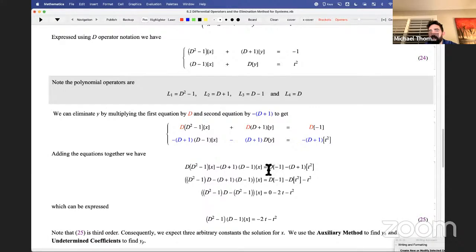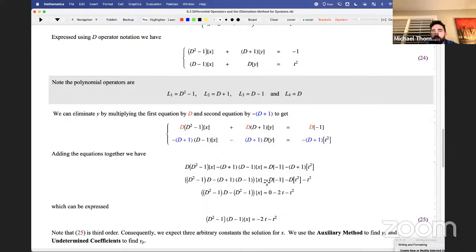Let's just do the right hand side here. We can do this quickly. D of negative 1, that's 0. We can push the T squared through to each part. Make sure you incorporate that negative there. The derivative of T squared is 2T. So there's your right hand side.